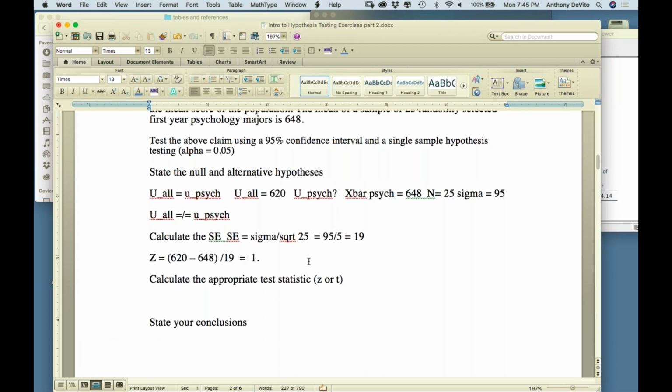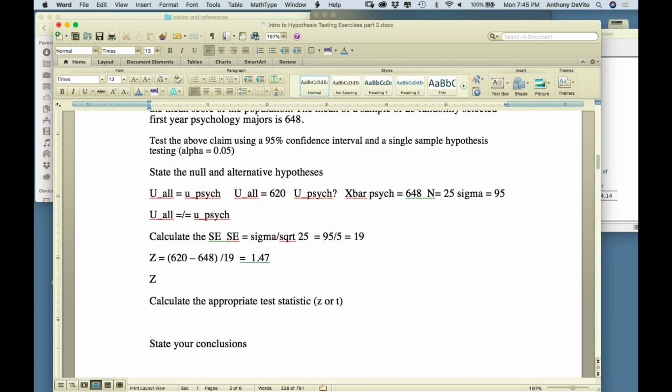1.47. So if I'm doing this, what is the value of z I have to exceed, the critical value of z, that represents 95% certainty, or less than 5% chance of being wrong if I say that these two means are different? What is that z critical? What is it for 95%?